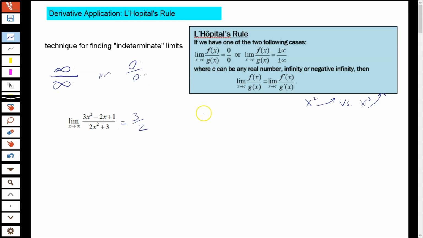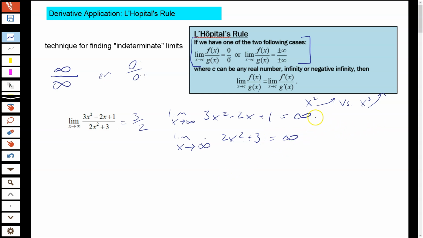Okay, so let's take a look at our rule now. If we have one of the following two cases, this is super important. This only applies in certain situations, right? Only when we get a result that's 0 over 0 or infinity over infinity. Then what it says is the limit of the quotient is the same as the limit of their derivatives. So let's see what that looks like here. First of all, to justify it, the limit as x goes to infinity of the top is infinity, and the limit as x goes to infinity of the bottom is infinity, right? So this tells me that it's an indeterminate form. What I'm doing here is proving that L'Hopital applies.